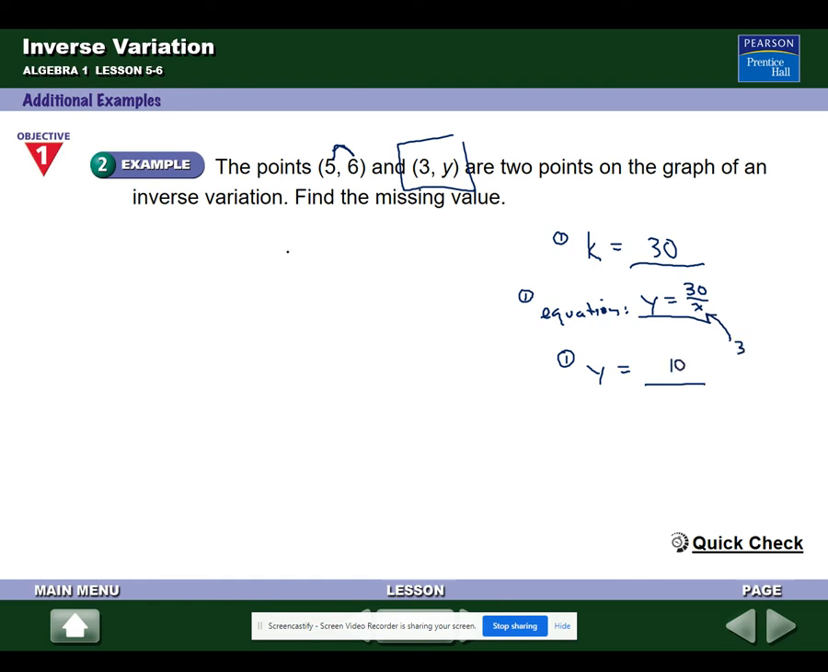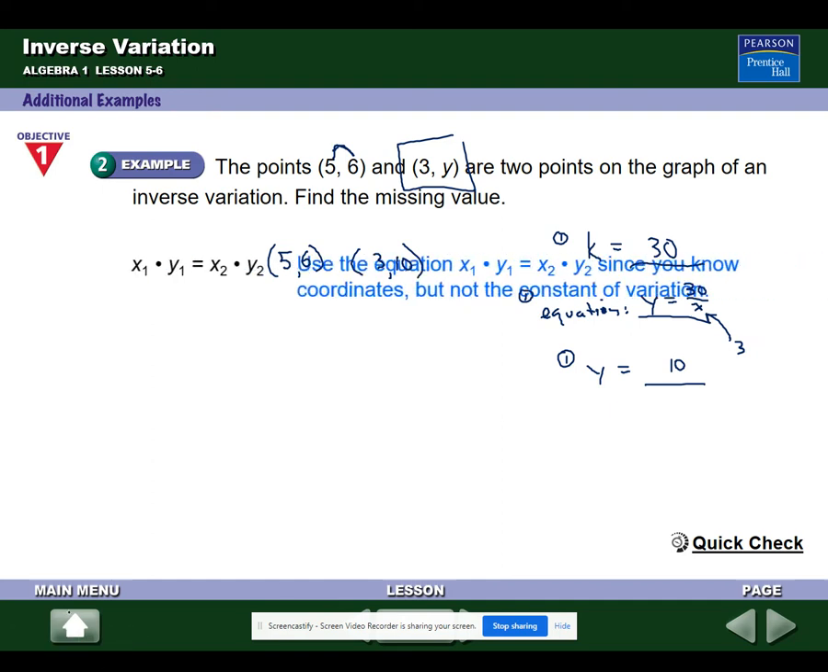That means that there's the point (5, 6) that they gave us, and then this point (3, 10) on this curve of this inverse variation. Again, we're not really looking at the graph so much, but I just want to remind you that it's a curve separate from the line that was in the previous lesson that dealt with the other kind of variation.